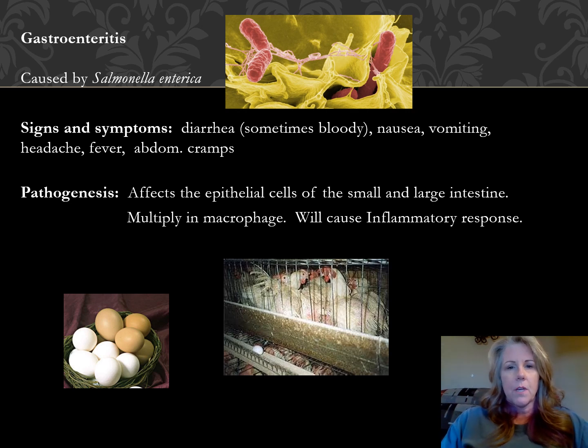Pathogenesis, what does it do? It affects the epithelial cells of the small and large intestine. That makes sense. This organism has the ability to multiply in the macrophage. So it hides away there in the macrophage and can multiply there. And it will cause an inflammatory response in the body. So that's pretty typical of those signs and symptoms.